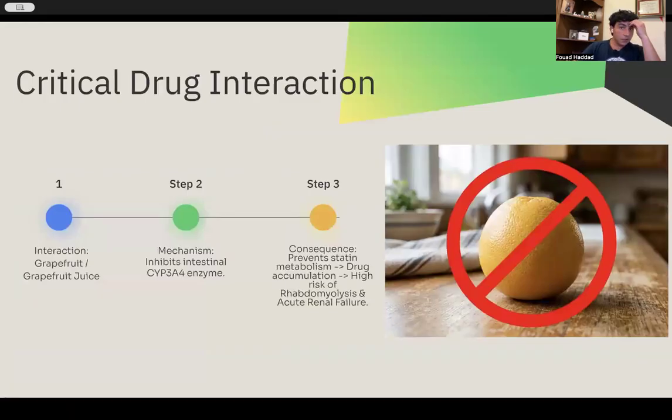Moving forward, a highly significant drug-food interaction involves grapefruit and grapefruit juice. Grapefruit strongly inhibits the CYP3A4 intestinal enzyme, and because atorvastatin is heavily metabolized by this specific enzyme, consuming a lot of grapefruit juice or grapefruit in general prevents the drug from breaking down. This could lead to a dangerous accumulation of the statin in the bloodstream, which in turn could severely increase the risk of a rapid muscle breakdown disease known as rhabdomyolysis and subsequent acute renal failure.